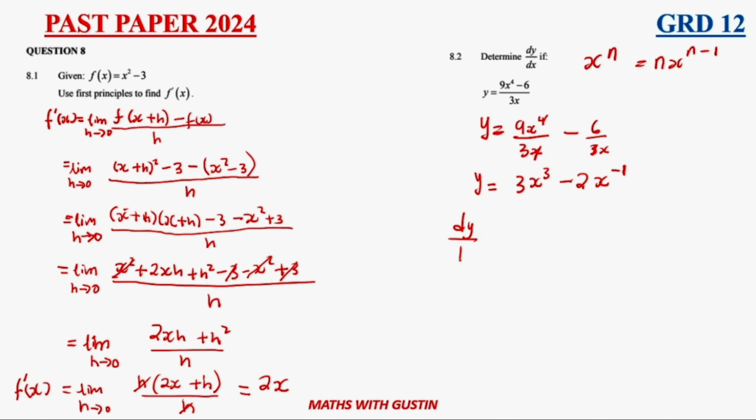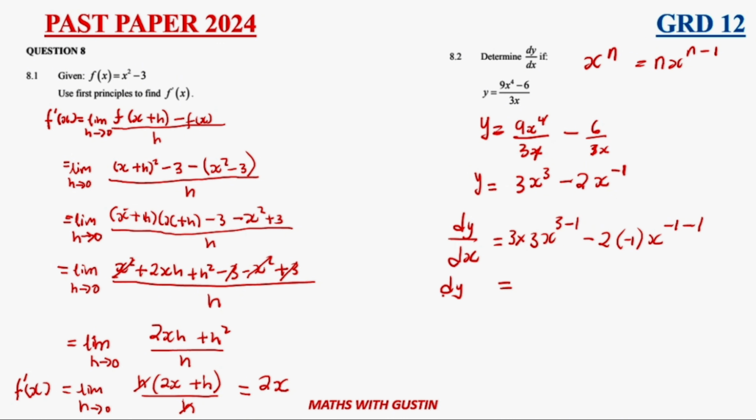We can take dy over dx. dy over dx, we drop the exponent, come to multiply with this one, so it's going to be 3 times 3. Therefore here on the 3 at the top, we minus 1 at the top. All right, here also we drop the exponent. We have got -2 here initially. We drop the exponent, which is -1, so it's going to be -2 times -1. Drop the exponent, minus 1 from the exponent.